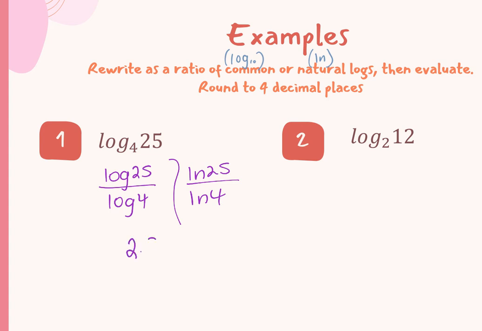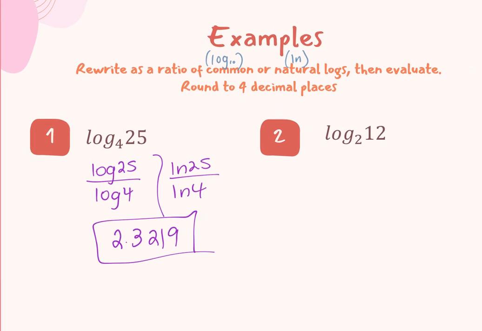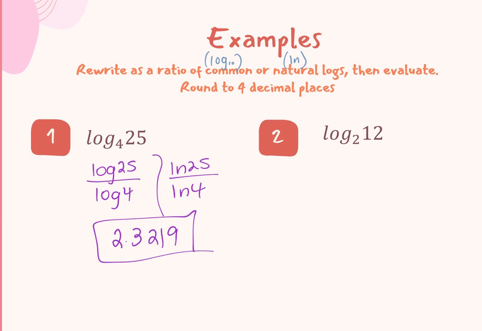It should be 2.3219, because it said 4 decimal places. So again, you can either do ln 25 divided by ln of 4, or you could do log of 25 divided by log of 4.